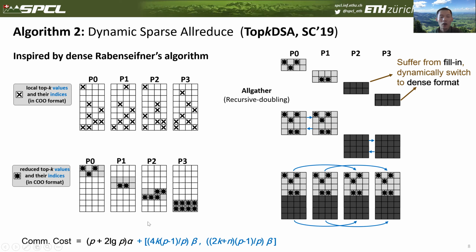And the communication overhead for TopK DSA is modeled by this formula. We can see the bandwidth overhead falls in this range. In the best case, in which the TopK values have the same distribution among the workers, it incurs 4K bandwidth overhead. But this is hardly achieved in reality. In the worst case, the all-gather phase will completely degrade to dense format, in which it incurs 2K plus N bandwidth overhead. So therefore, we can see the TopK DSA algorithm suffers from the fill-in issue when scaling up to more workers.